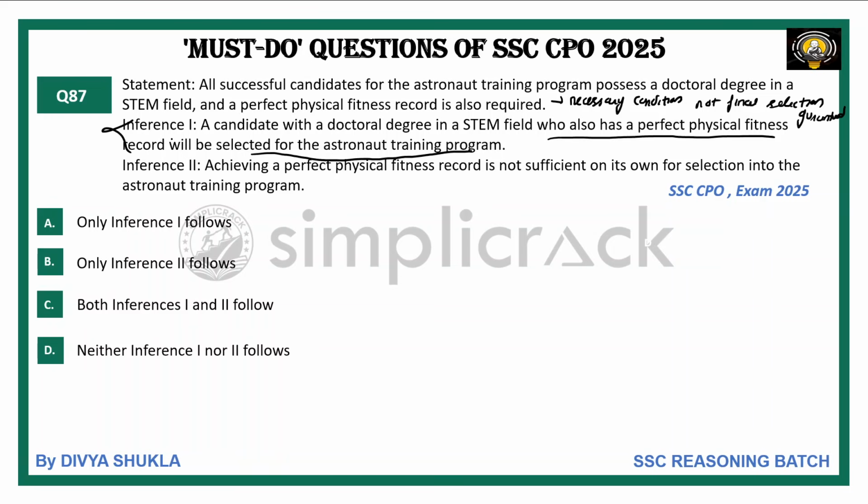Why? Because it is saying that these are the only criteria. No, understand the difference, and the main point of this statement is that these are necessary conditions. This a person must have, but there can be some other parameters as well for the final selection. Second inference: achieving a perfect physical fitness record is not sufficient on its own for selection into the astronaut training program. Yes, this is correct, because this is not the final thing.